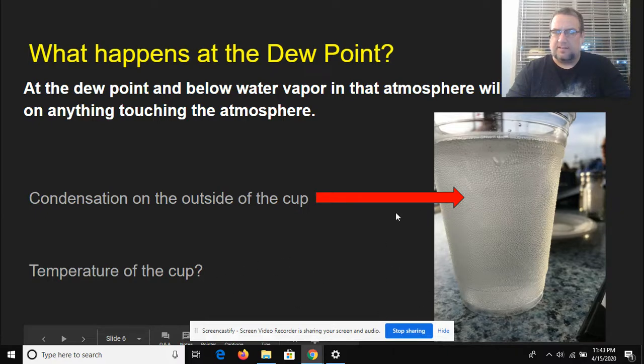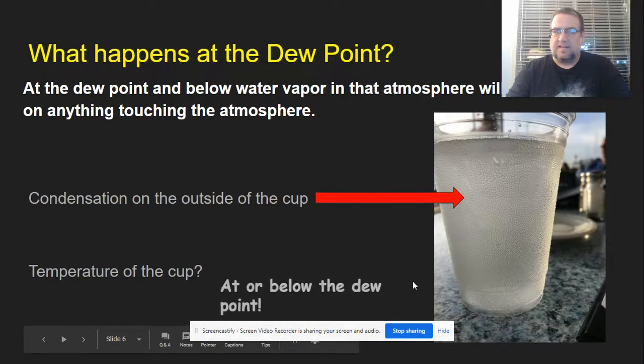Think about that. Right? It's got to be at or below the dew point. You have colder water inside here. It cooled the glass down, which cooled the air right around the glass down, and all that water then condensed.